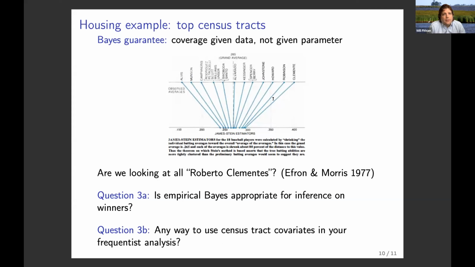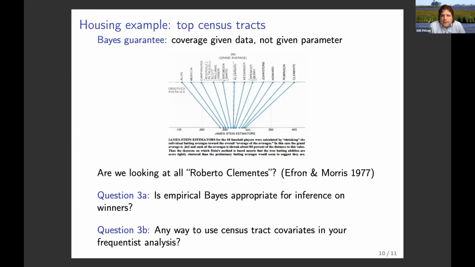And so they guarantee us coverage given the data, they don't guarantee us coverage given the parameter. So given the data, if we think of the parameter as random, then the credible intervals will cover. If we generate the data and the parameter jointly, then we will get coverage. But the simulation in the paper is a quasi fixed effects model where the good census tracts basically get to keep their effect sizes, jittered a bit, but they basically get to keep being good census tracts.